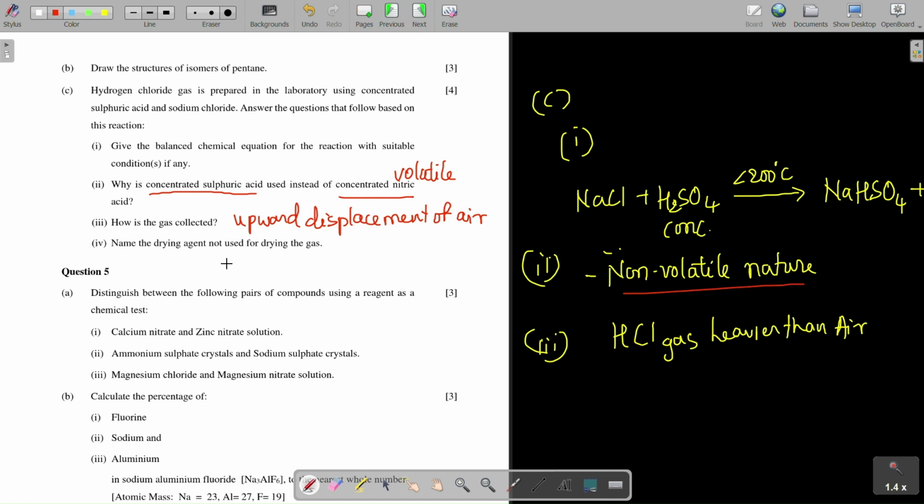Name the drying agent not used for drying the gas. Since this is an acidic gas, you use concentrated sulfuric acid, but basic drying agents you do not use. Basic drying agents are quicklime. So you can write here quicklime or phosphorus pentoxide. Many students make the mistake of writing the formula instead of the name. If you write the formula, you will not get the marks. Okay, be very alert. Name means you have to write the name.